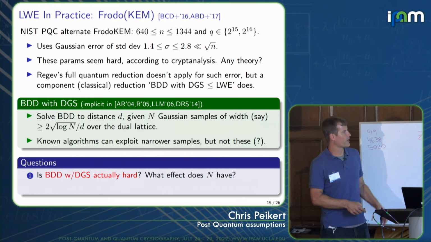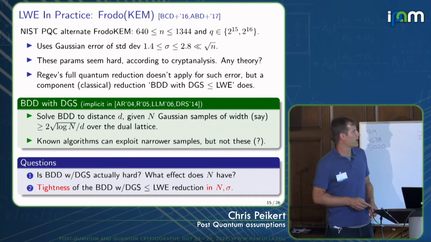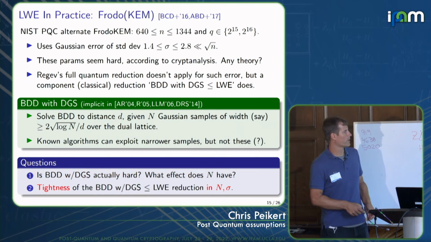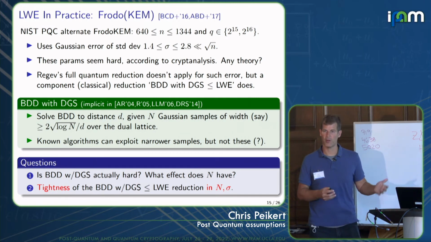What effect, if any, does the number of samples have? And then making this more tight as well, right? So this can be used to sort of justify or give us some confidence in these parameters up here. And the better you make this reduction, the more confidence it gives you.